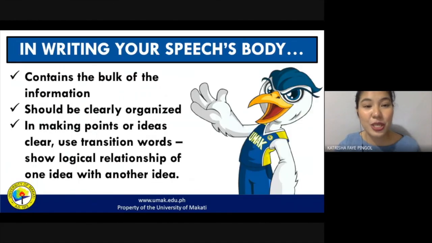In writing your speech's body, it should contain the bulk of the information and should be clearly organized. In making points or ideas clear, use transition words. These are very essential. What are transition words? These are conjunctions that we could use. For example, however, nevertheless, after, and so on and so forth. There are many transition words and even transition phrases that you could use. Why is it important? Because transition words actually show the logical relationship of ideas. So it shows the relationship between one idea and another.